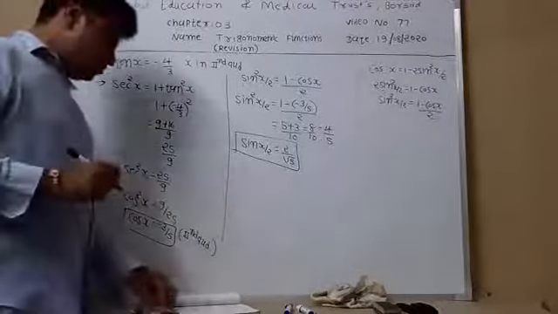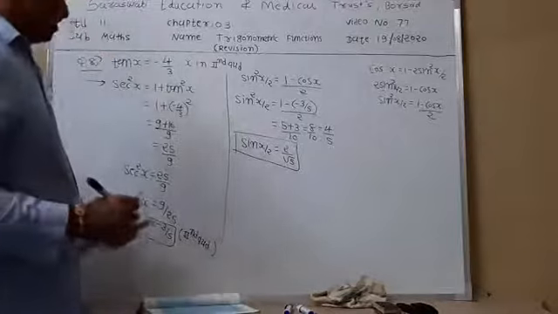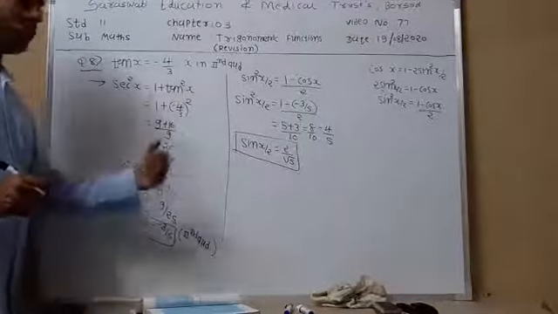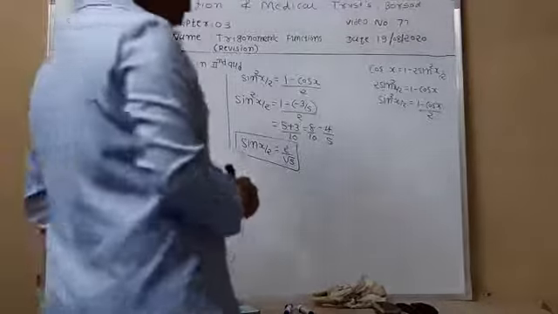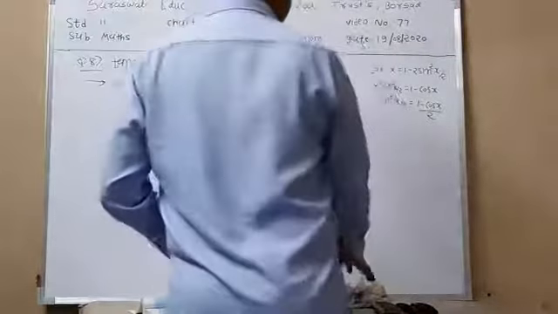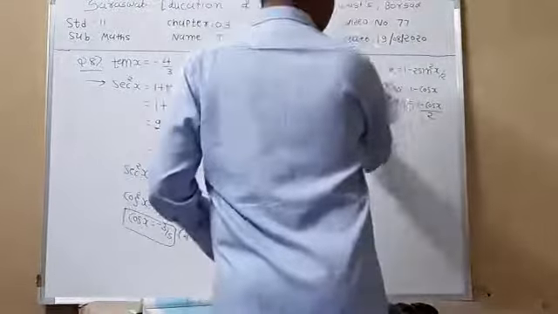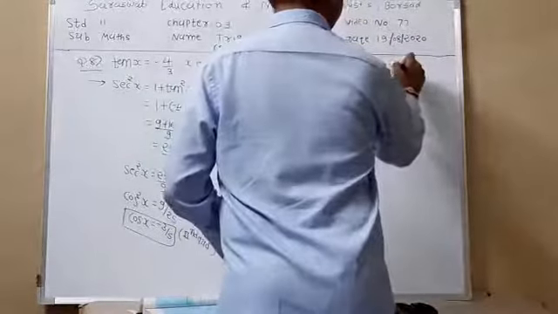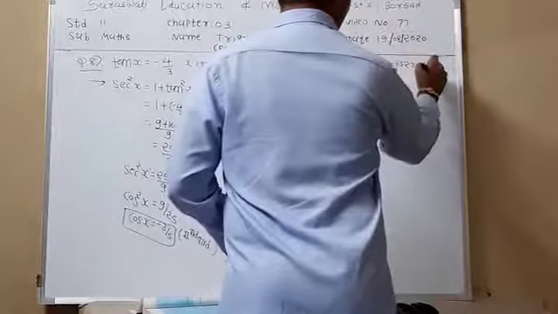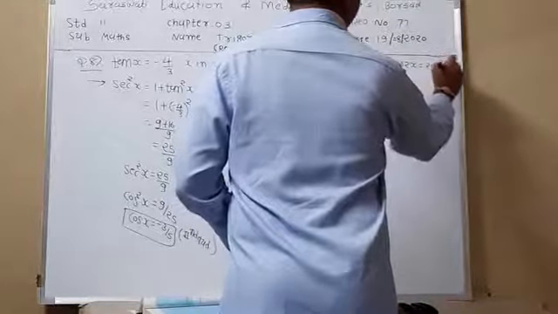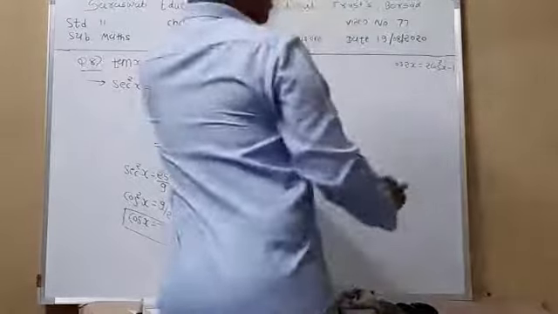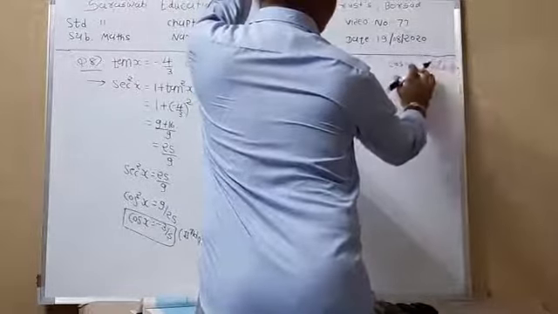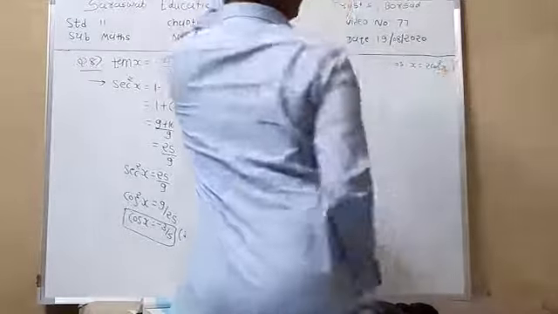Now the next value is cos x by 2. Here we get the value of cos x, but our question is the value of cos x by 2. So use the same identity, in another formula: cos 2x is equal to 2 cos square x minus 1. Here 2x is present, so here only x is present, so we write x by 2.